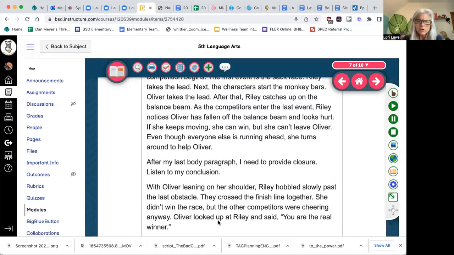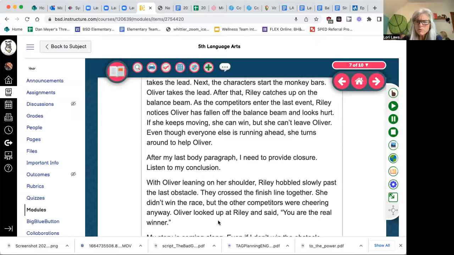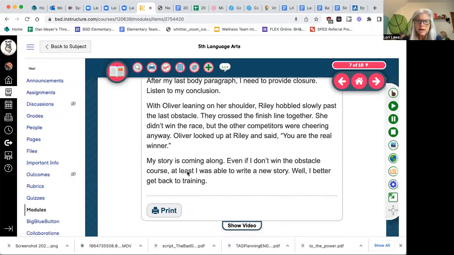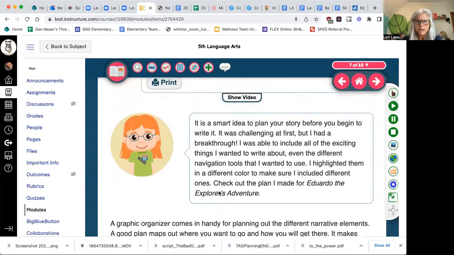With Oliver leaning over her shoulder, Riley hobbled slowly past the last obstacle. They crossed the finish line together. She didn't win the race, but the other competitors were cheering. My story's coming along. Even if I don't win the obstacle course, at least I'll be able to write a new story. Well, I better get back to training.